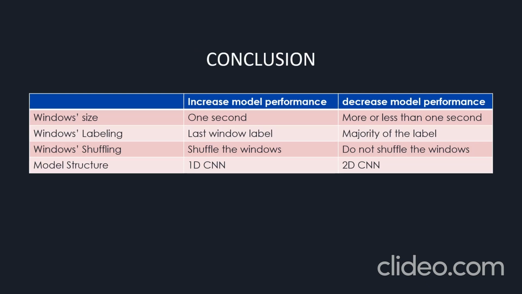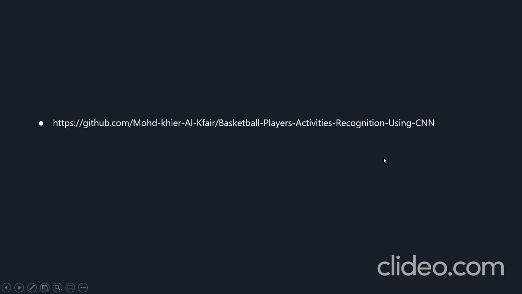In conclusion, getting an F1 score above 90% is possible if the previous adjustments are taken into consideration, as this table shows. For more details, please check our project on GitHub.